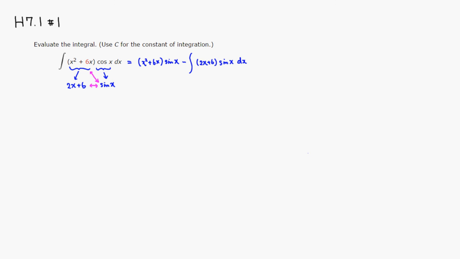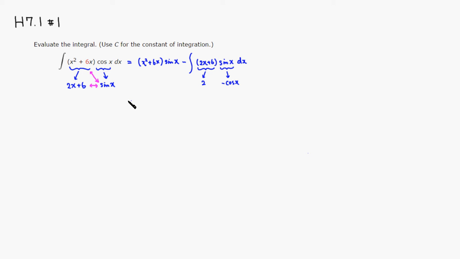Then we're going to apply another integration by parts. So this is the first guy. Take the derivative of that, we get 2. Second guy, we take the antiderivative of that guy, so that's going to be negative cosine of x.